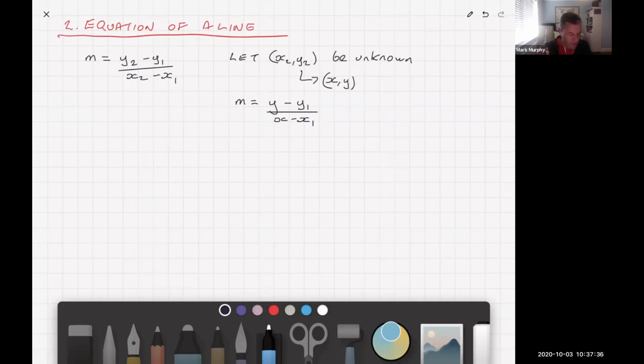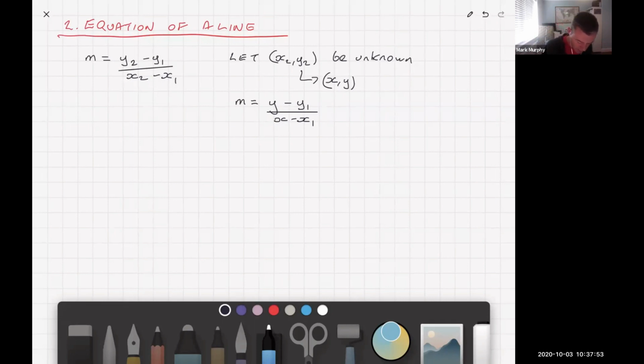I could never figure that out. How did you get from y2 minus y1 divided by x2 minus x1 to y minus y1? That's what they did. They just said, let's let the known values of x2 and y2 be unknown to write a more general formula for this equation.